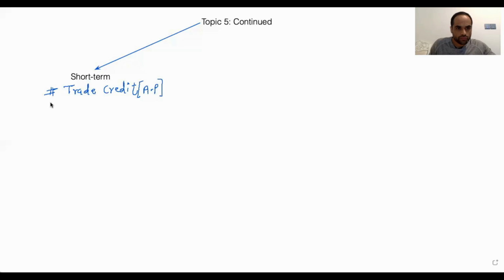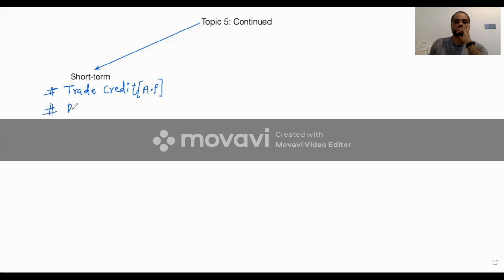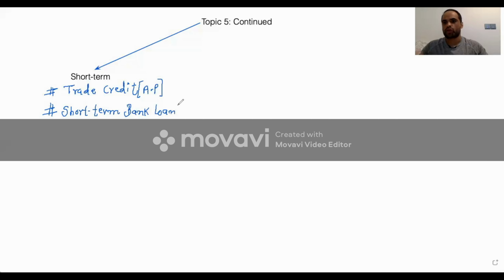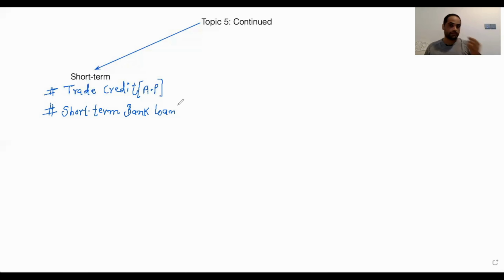Now, next is the bank loan, the short-term bank loan. We should call it a short-term bank loan. Short-term bank loan means you're borrowing money from the bank for a short period of time. The maximum period is one year. So you borrow money from the bank for one year and you return the money to the bank within a year. That's called a short-term source of finance.